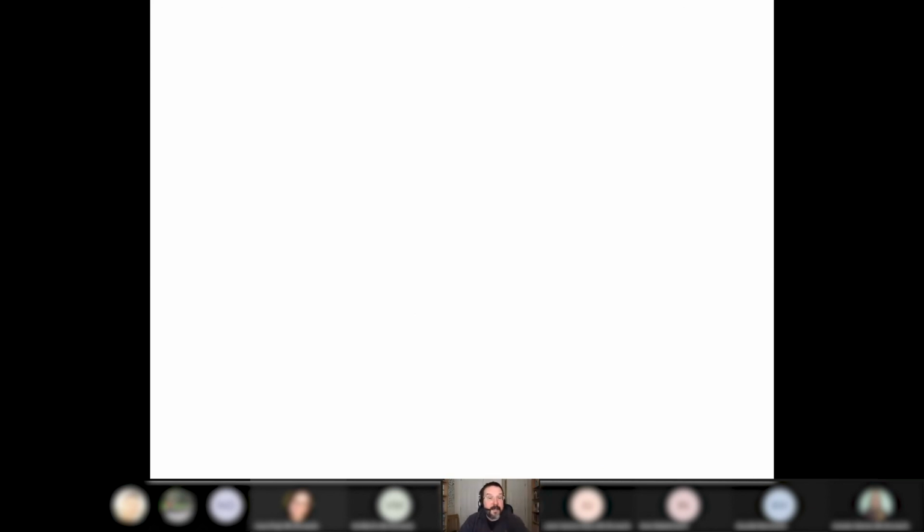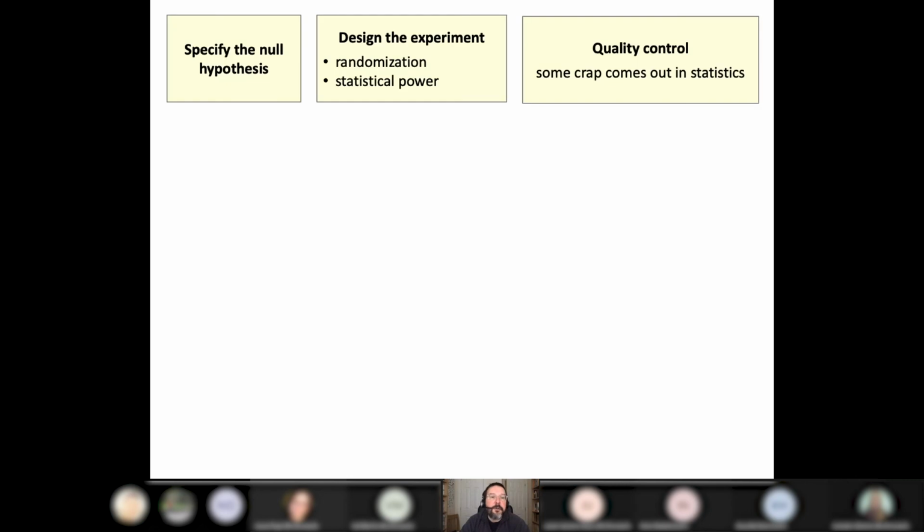And now I'm going to show a slide with lots of stuff in it. I will quickly go through this, but the intention of this slide is for you to keep it and come back to it later. So before you do the experiment, specify the null hypothesis. You need to know what you are looking for. Design the experiment properly with randomization, so there are no batch effects, and make sure you have enough statistical power. You know how to do this now. Quality control is very important. Otherwise, some crap comes out in statistics later, and I have to deal with this.